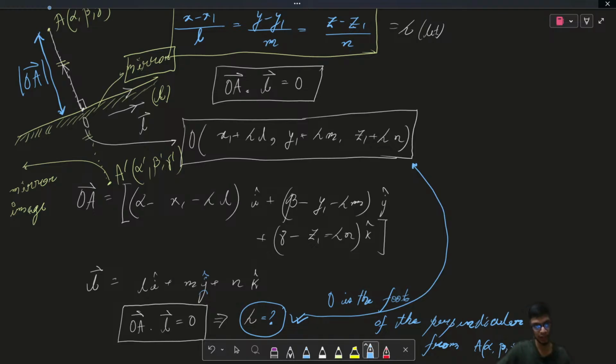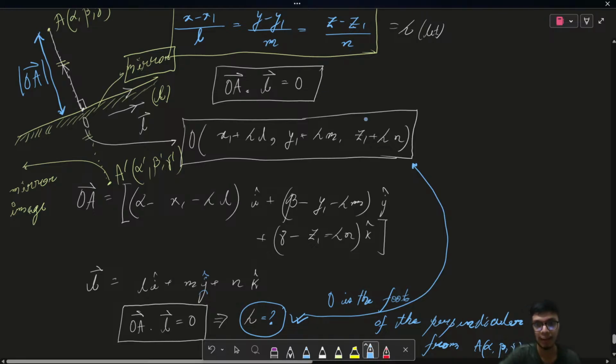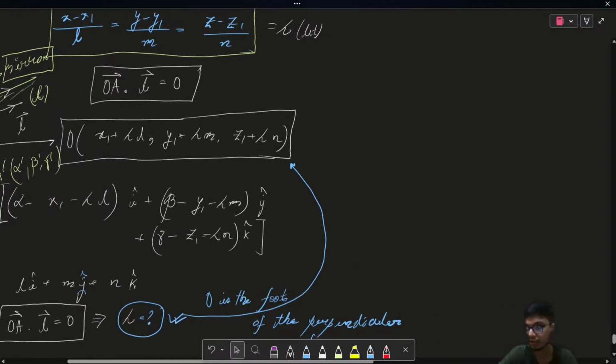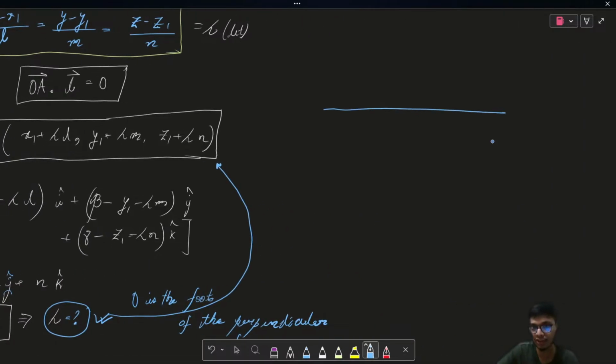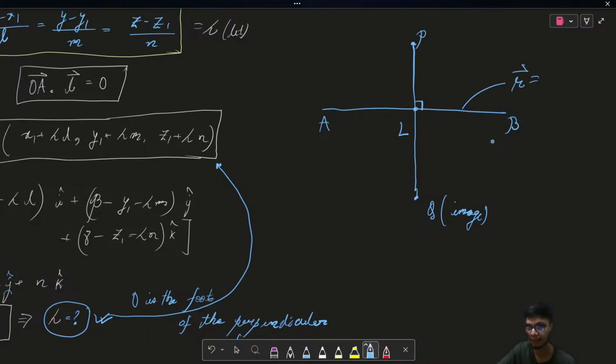However, there is another interesting way to do the same question, by using the concept of projection. What I'm trying to say is, let us say the situation is where AB is a straight line in space which is acting like the mirror, and my point P is the point, and Q is my image. Let us say this is my L point, the foot of perpendicular of point P onto this straight line AB.